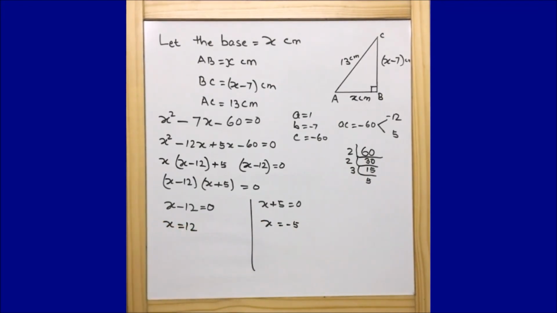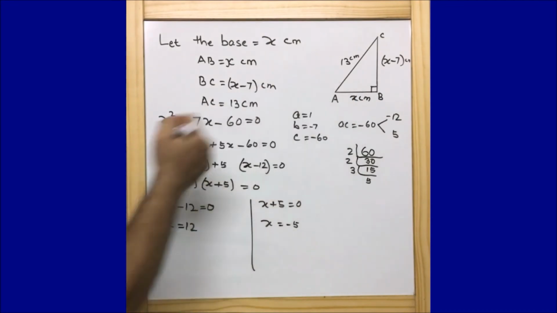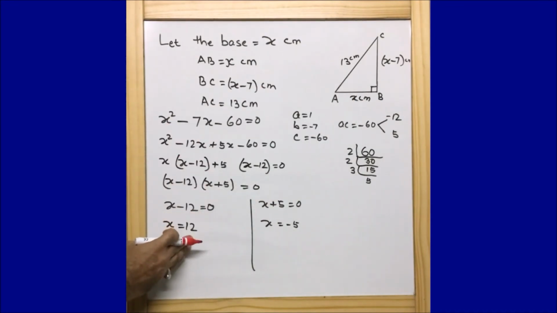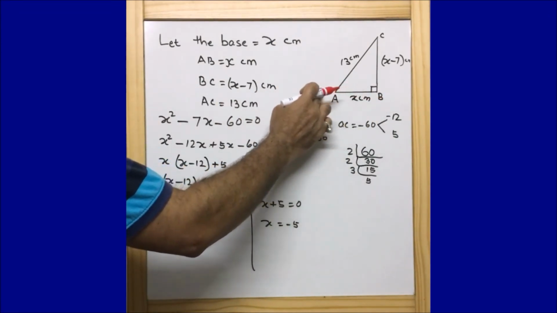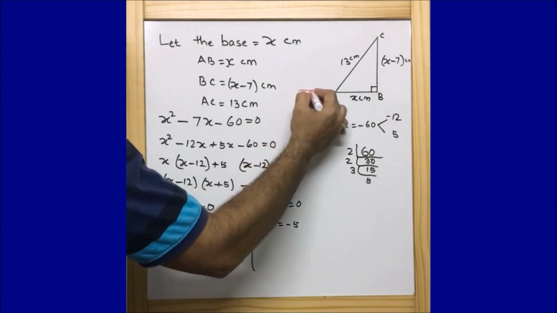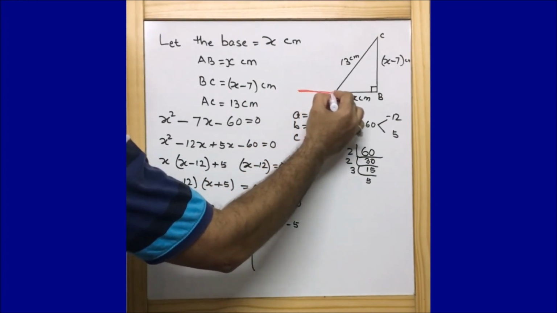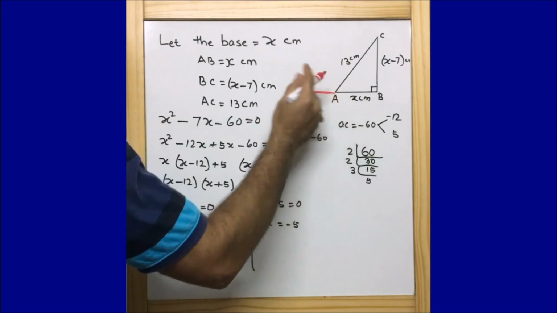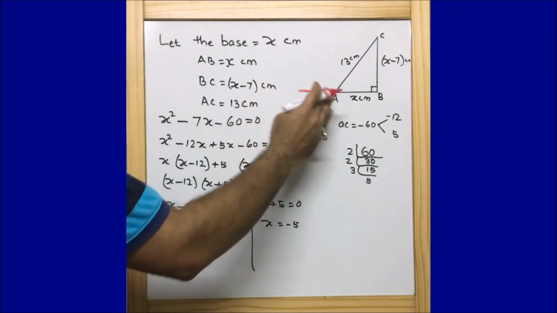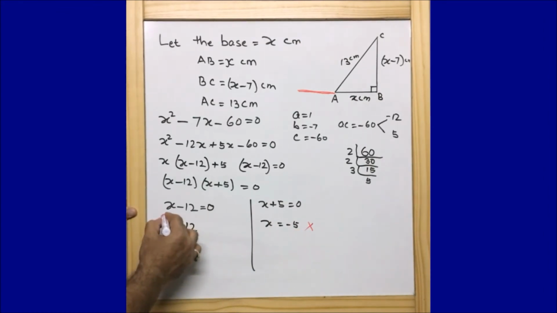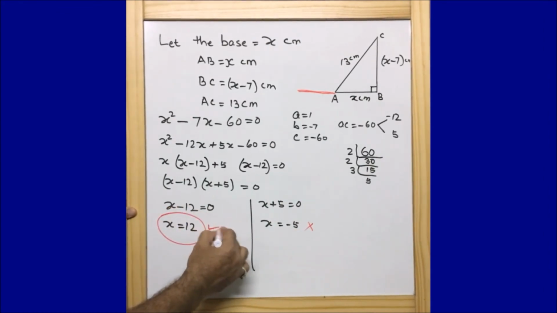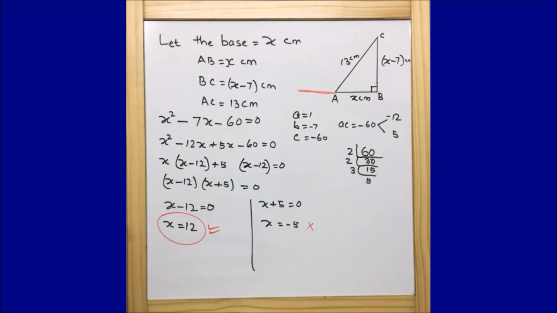Okay, so you could see that we are able to find out the base, because our base is here x, one value is 12 and one is minus 5. But base cannot be negative because this forms a right angle triangle. If the base moves to this side, it is not possible, the base cannot move to the left. If it moves to the left, it will not form a right angle triangle. Therefore, we can ignore this negative value and we can move ahead with x is equal to 12. So this is what we got, the base as x is equal to 12.